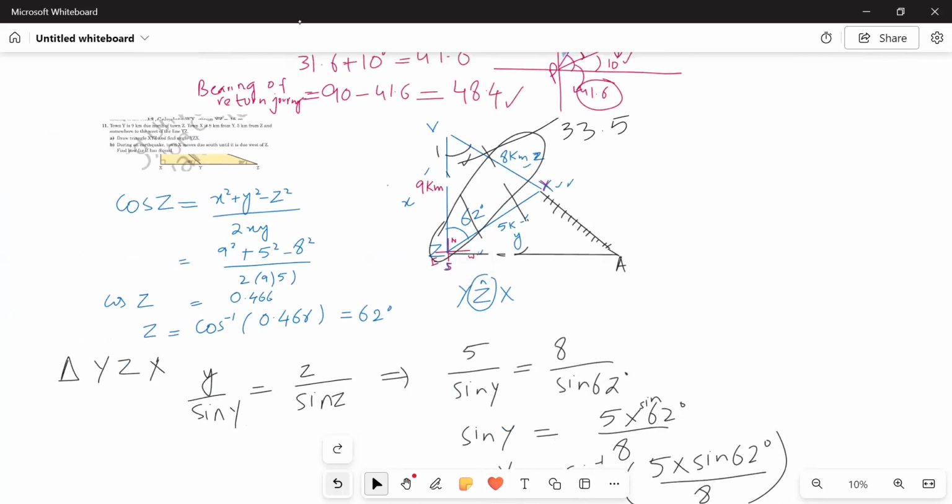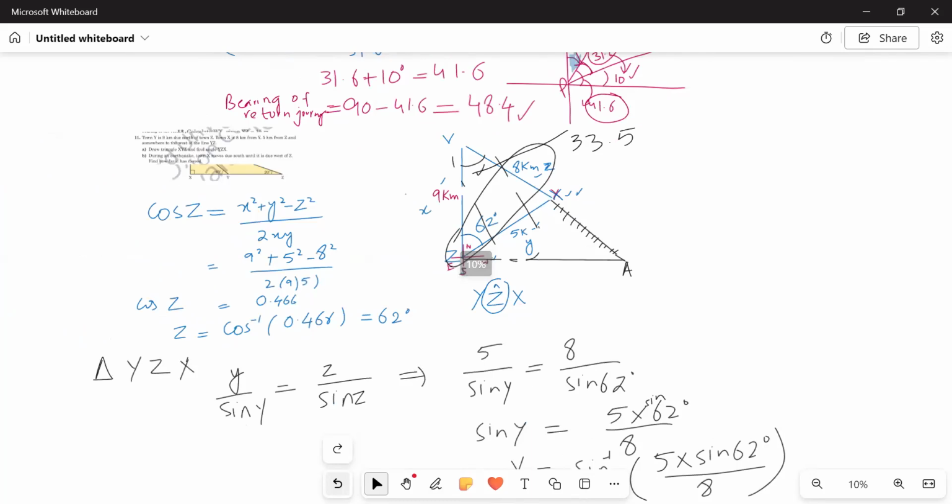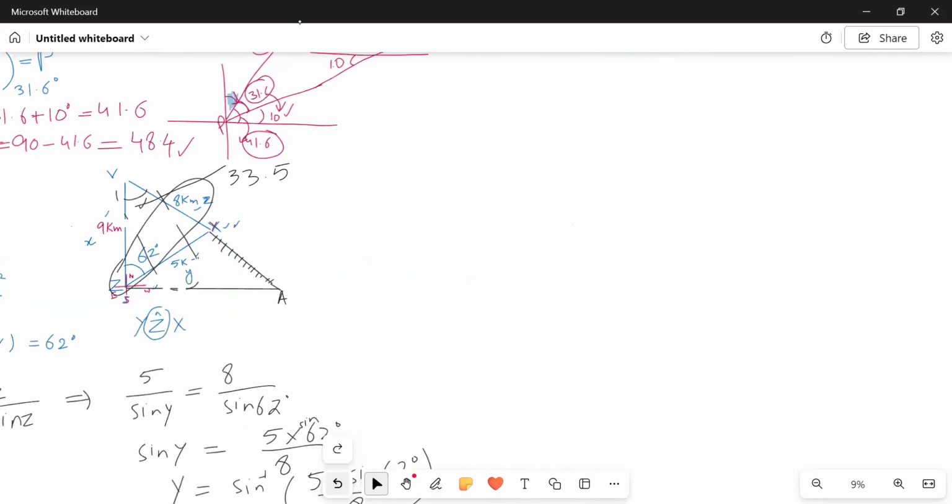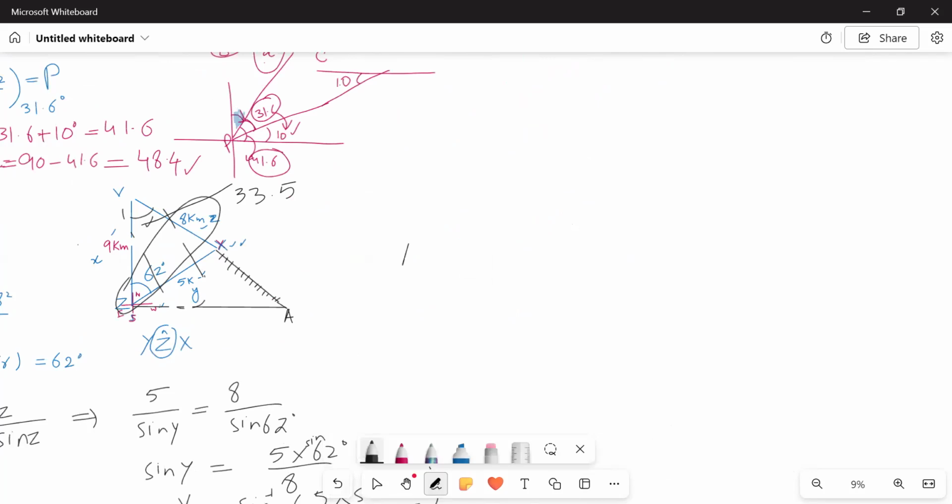Now, look here, to find AX, if we have AY and we subtract YX from AY, we can get the AX value. The YX value is 8, but the total AY value we don't know, so we have to find this value. We can find it by using a triangle.